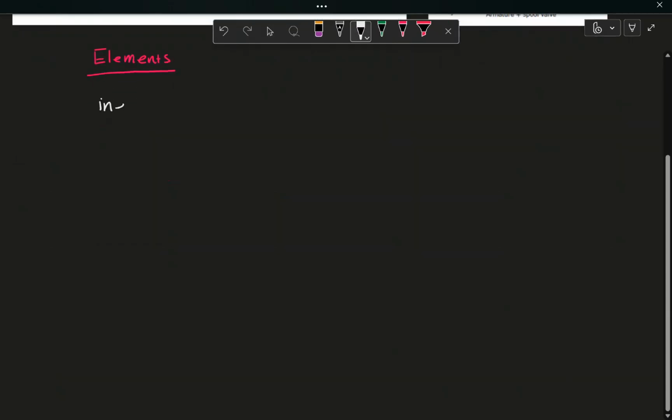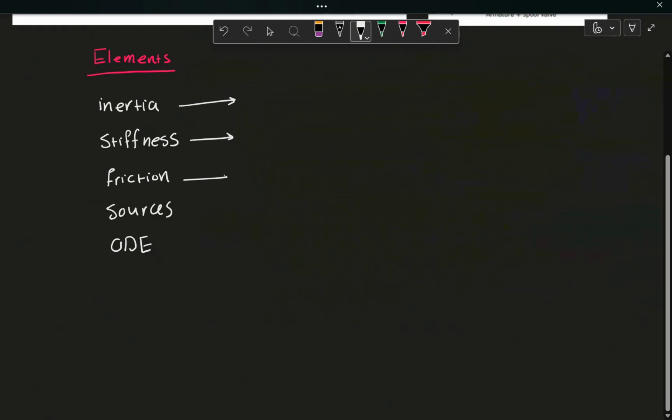Inertia, stiffness, friction, my sources, and the number of ODEs. Good. Okay.